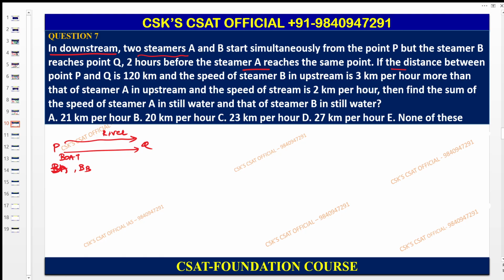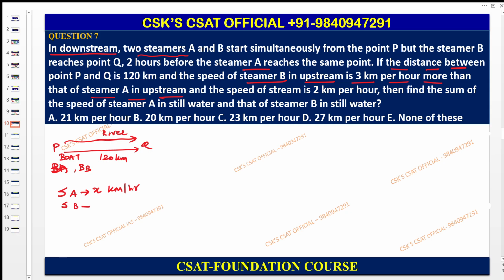Start simultaneously from the point P. So let us take this as P. But the steamer B reaches point Q 2 hours before the steamer A, which means the speed of steamer B is more than steamer A. Those things are also default. If the distance between P and Q is 120 kilometers and the speed of steamer B in upstream is 3 kilometers per hour more than steamer A in the upstream.